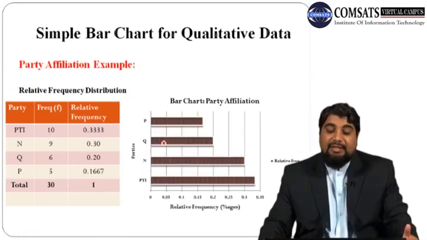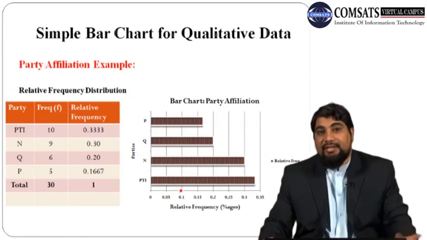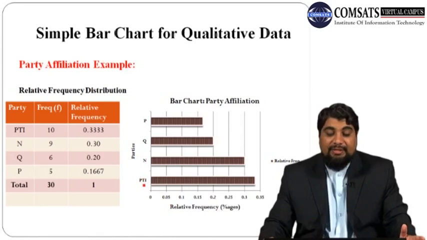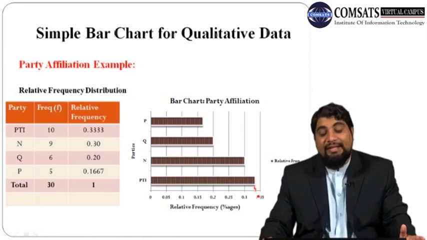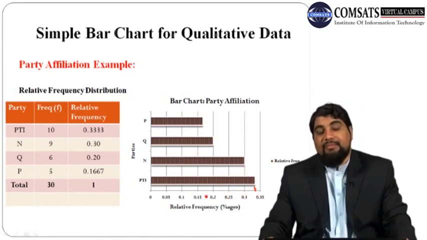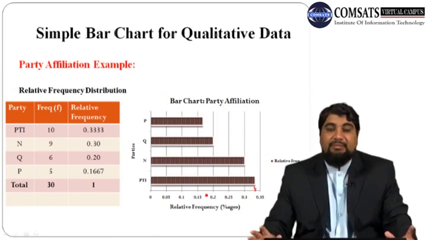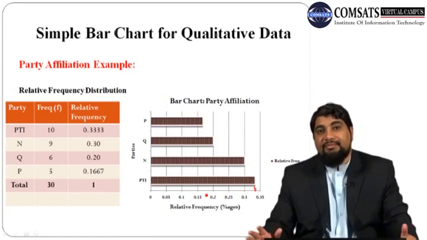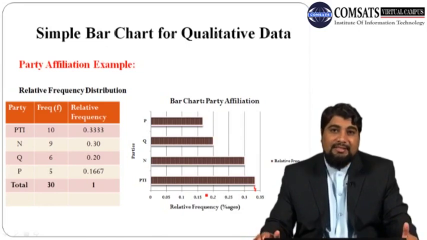So here is the same chart, but the x-axis and y-axis have been interchanged. Now we have the parties along the y-axis and their relative frequencies along the x-axis. You can see that PTI is 0.333, so it is a horizontal bar with length equal to 0.333, and similarly PMLN has a frequency of 0.30, and so on. So this is how we can construct a simple bar chart for the simple frequency distribution as well as for the relative frequency distribution. Let us construct these two bar charts in Microsoft Excel.